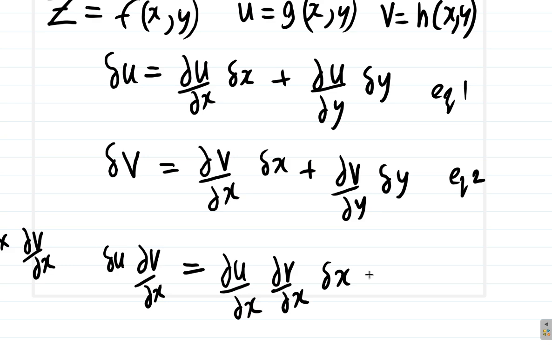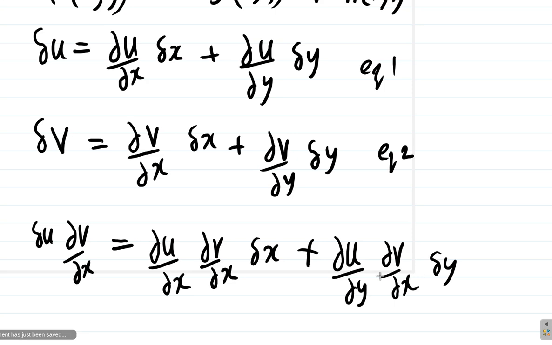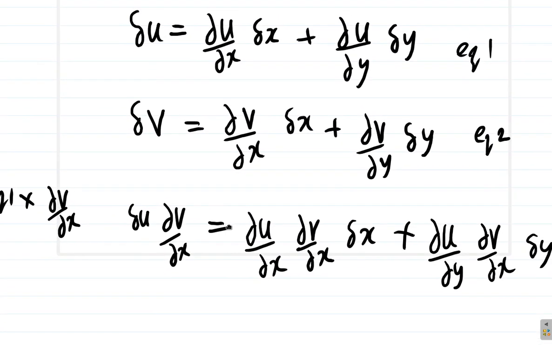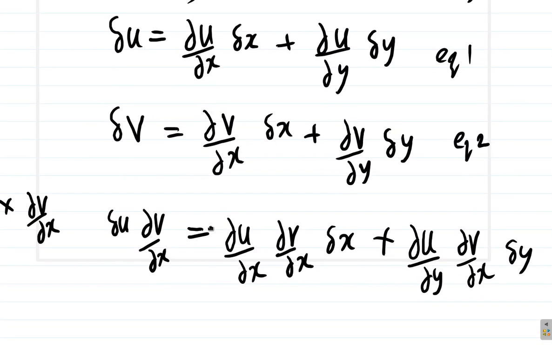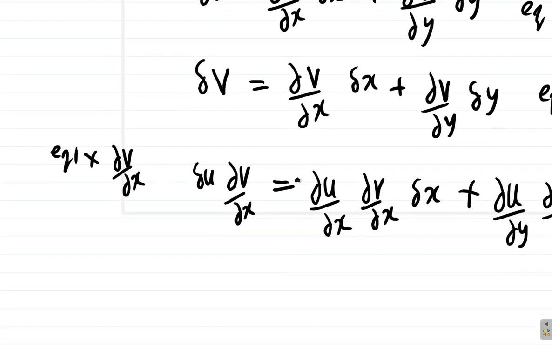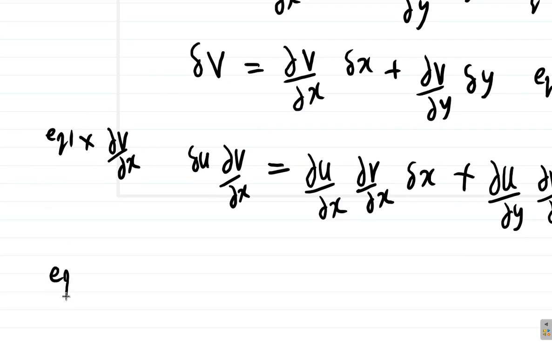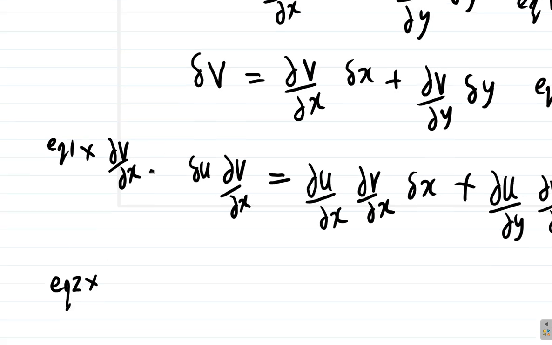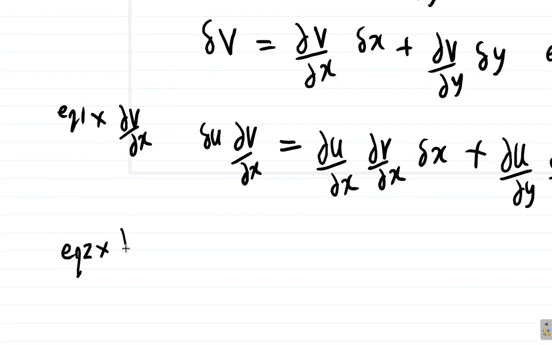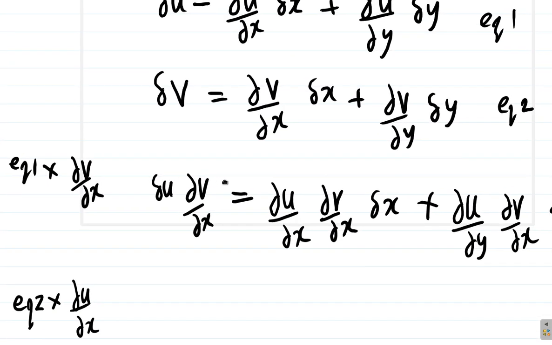Alright, so you see that? Plus, and then multiply all of this by delta v by delta x. So we have delta u by delta y, which is this, times delta v by delta x, which is this, right? And then we have our small change in y. So you see that? So we have equation 1 multiplied by delta v by delta x. Now we'll have equation 2 times delta u by delta x. So let's do that.